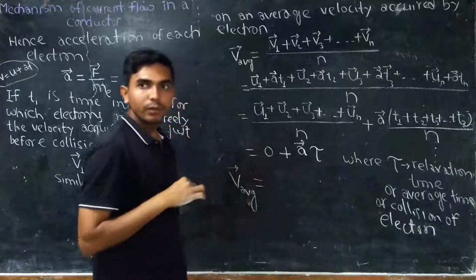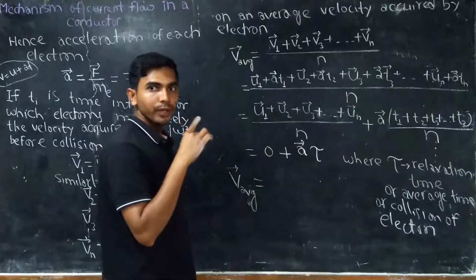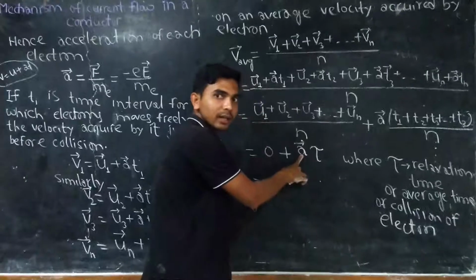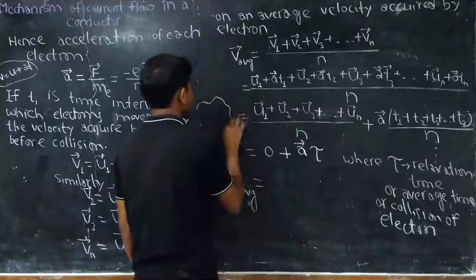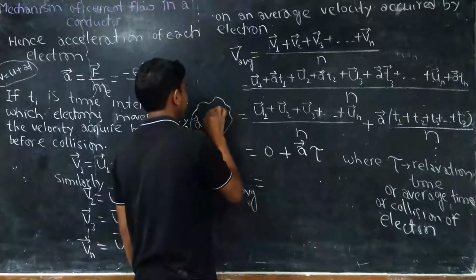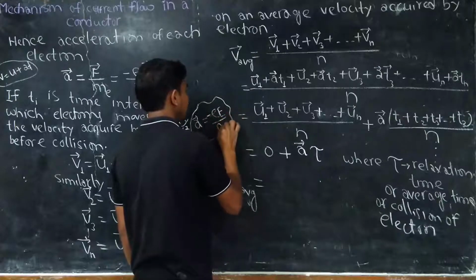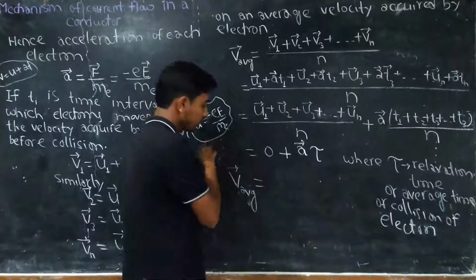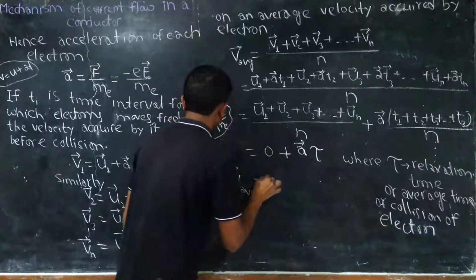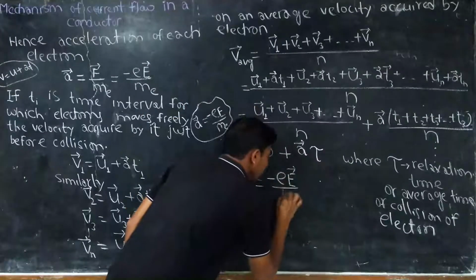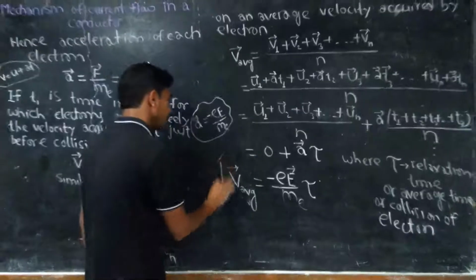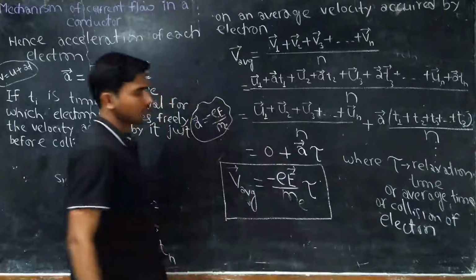And a is how much? This a is acceleration, and you know we already calculated the acceleration. The acceleration of the electron is minus eE by me. So we can substitute this value here: minus eE by me into tau. So finally I got this formula.